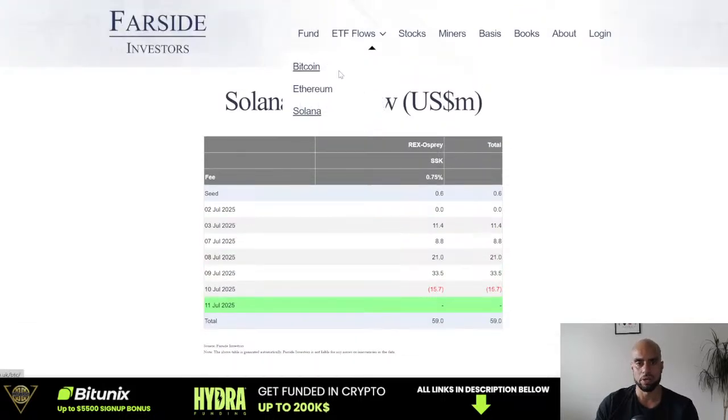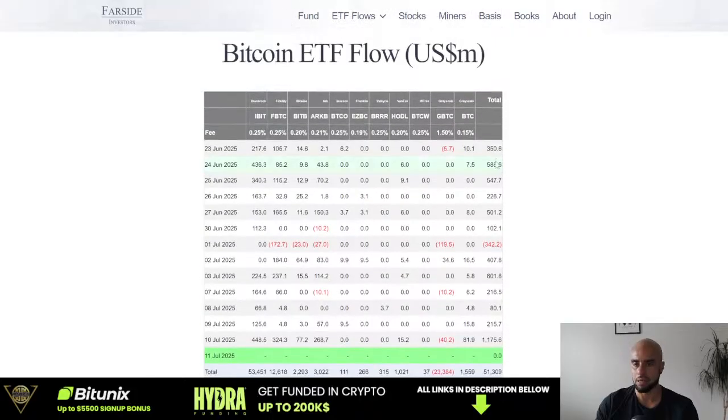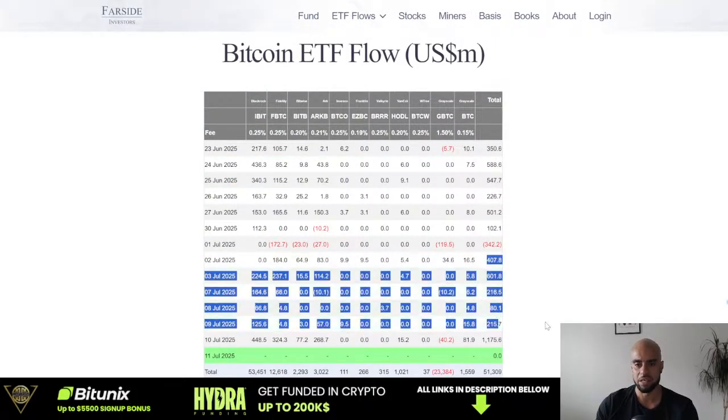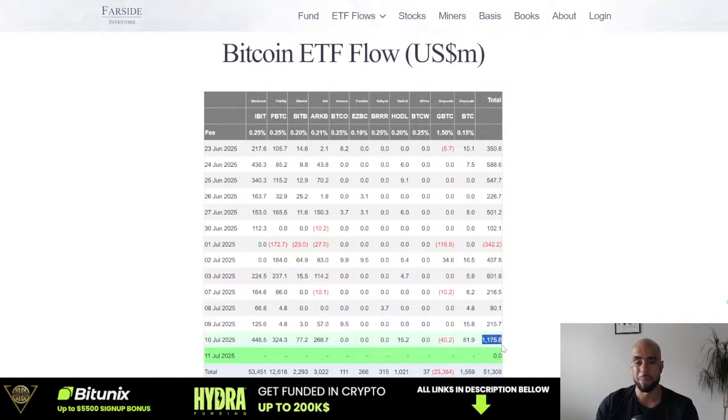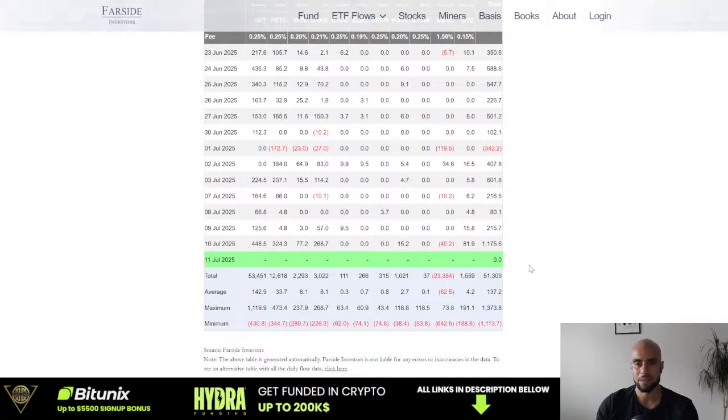If we look at Bitcoin ETF, crazy accumulation. Look at this here. 1.1 billion yesterday. That's a crazy number. That's staggering. This can be actually some kind of record numbers that we see here.